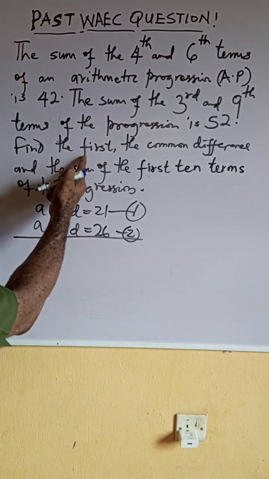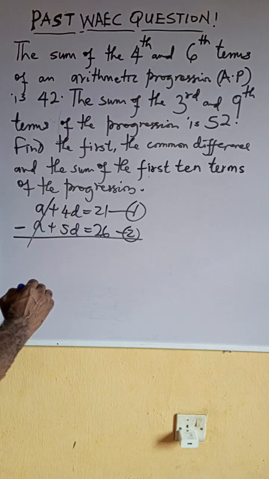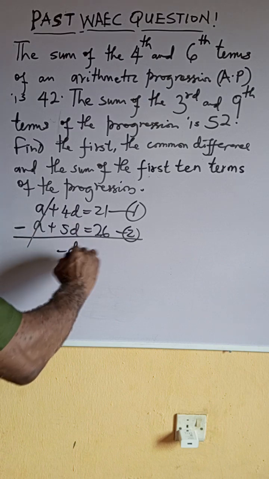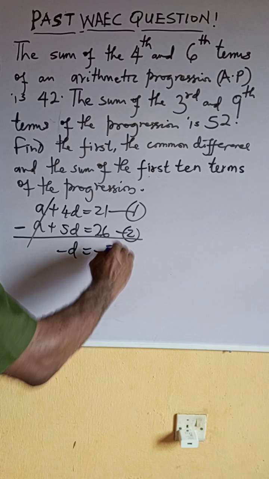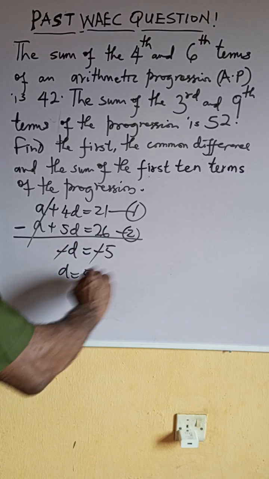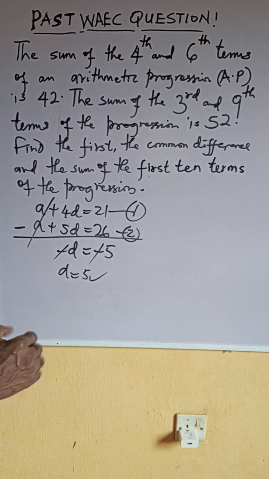We are asked to find the first term. Now, obviously, A goes with A, so that 4D minus this will have minus D, all equal to 21 minus this, which will give us minus 5. So that, eliminating the minus, we have that D is equal to 5. We have succeeded without wasting time in getting our common difference.